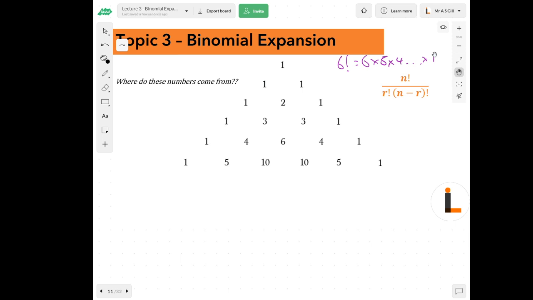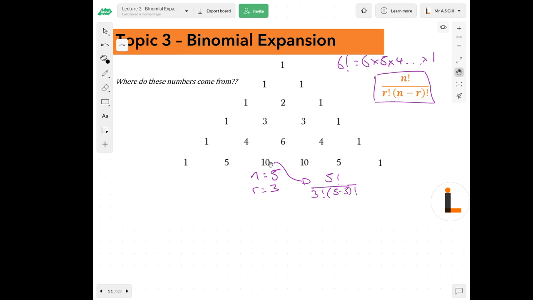So this is how we start off. Any value here, any value, we use this formula to find any value in here. And what we do is we say N is what row it is, and R is the position within that row. So for example, if you wanted to find this value here, this would be N equals 5 and R equals 3. So to find this 10, we would do 5 factorial over 3 factorial times (5 minus 3) factorial.